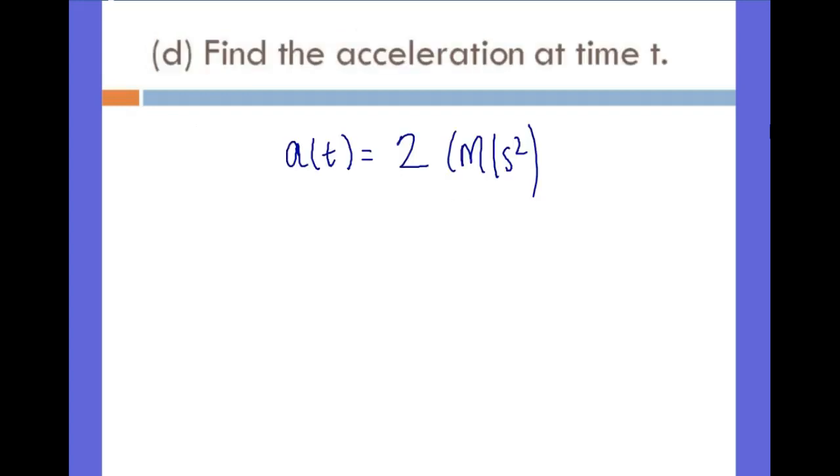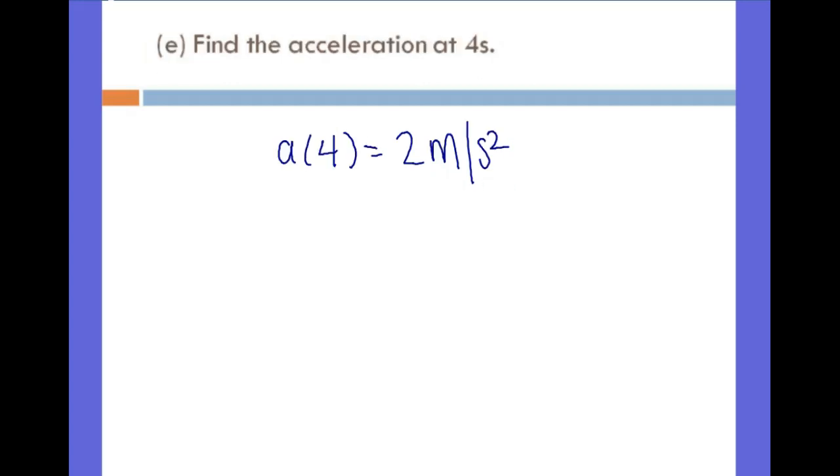The acceleration is the derivative of velocity. In this case, since velocity is linear, the acceleration will be a constant. So the acceleration of the particle in motion is always 2 meters per second squared. Even if I asked you to find a of 10 or a of 1, it will always be 2 meters per second squared. So a of 4, 2 meters per second squared. A of 7, 2 meters per second squared.